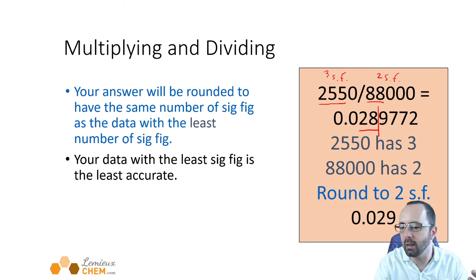So this 8 is going to get rounded up to a 9, since we have a 9 here, which is greater than 5. So we state our answer as 0.029, where we rounded the 8 up to a 9 because there was a number larger than 5 next to it. 5 or larger, you round up.